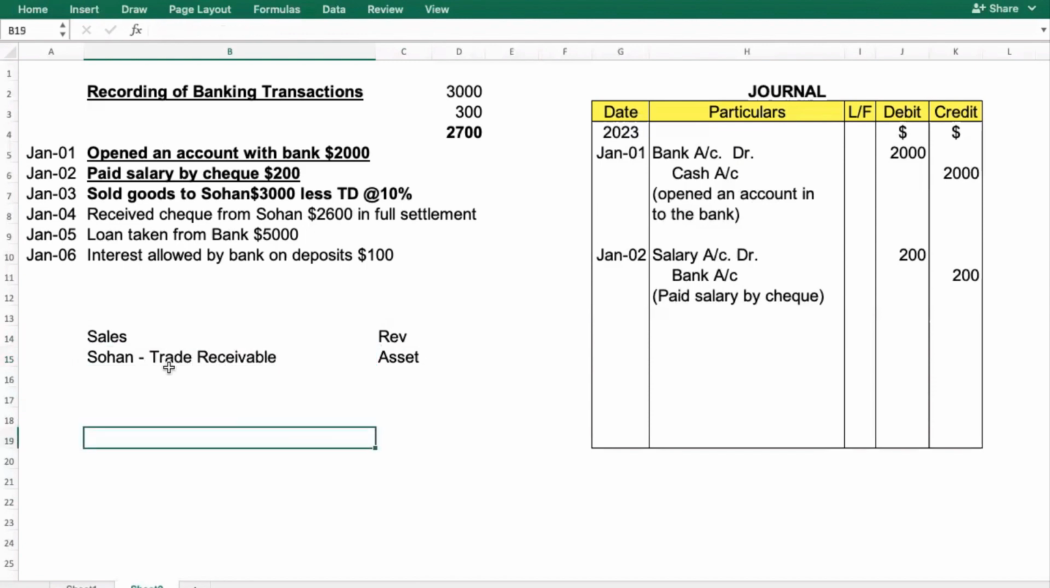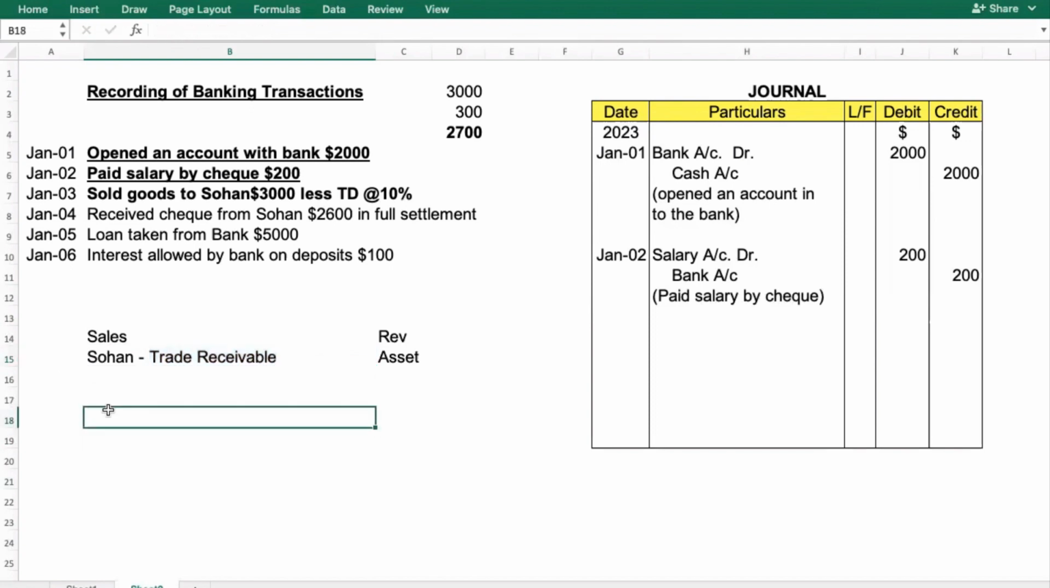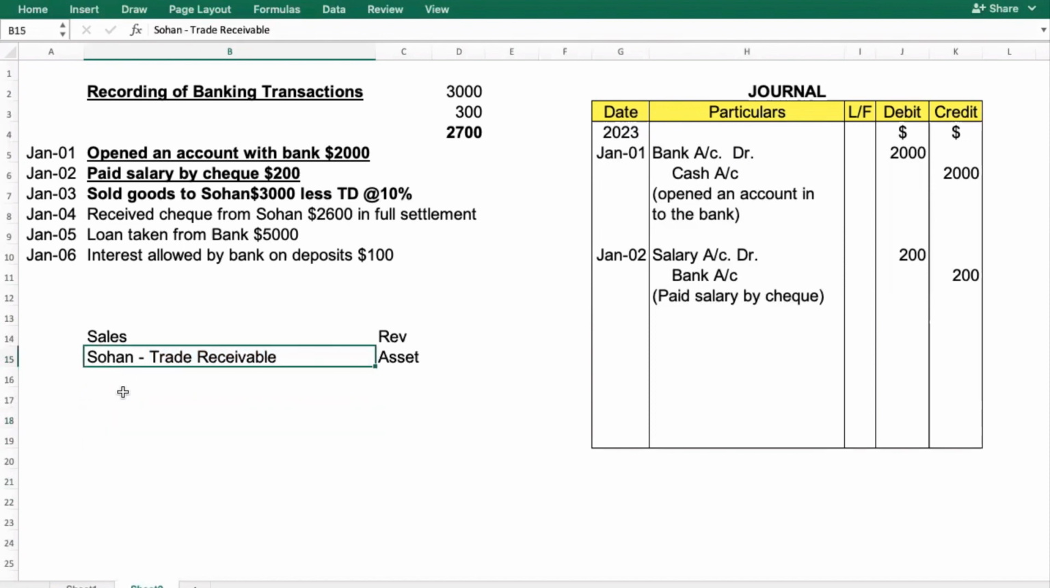Receivable actually. Trade receivable is the common term, and the specific name is Sohan. Trade receivable represents those people to whom the business sold goods on account. These are the people who owe money to the business because they bought goods on account from the business. Now, is revenue increasing or decreasing?